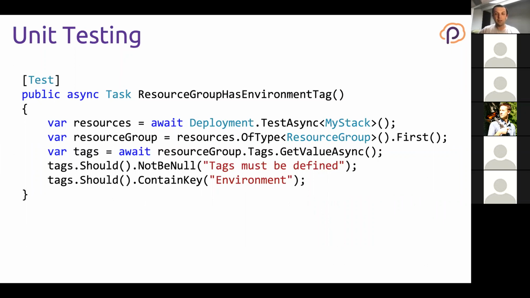And then this test finds a resource group there and it checks the tags, whether there is an environment tag inside the tags, and fails if not. And this test runs in several milliseconds, so you can run hundreds of them in one minute, run it in your CI/CD pipeline and make sure that you are not breaking stuff as you define new resources.